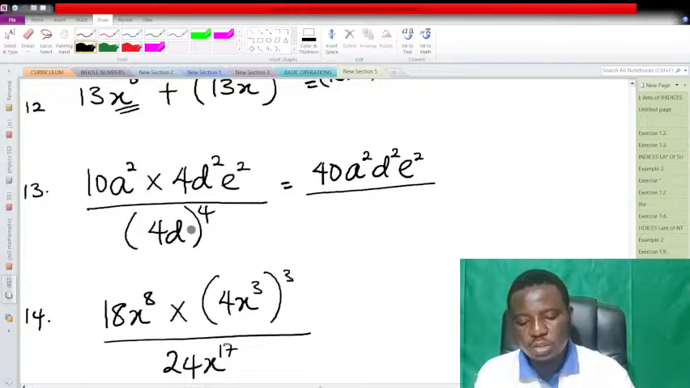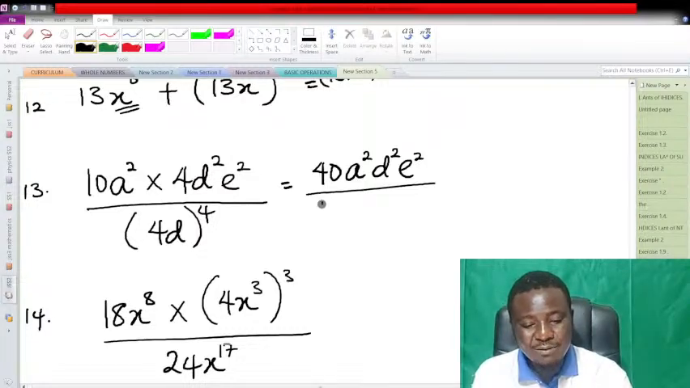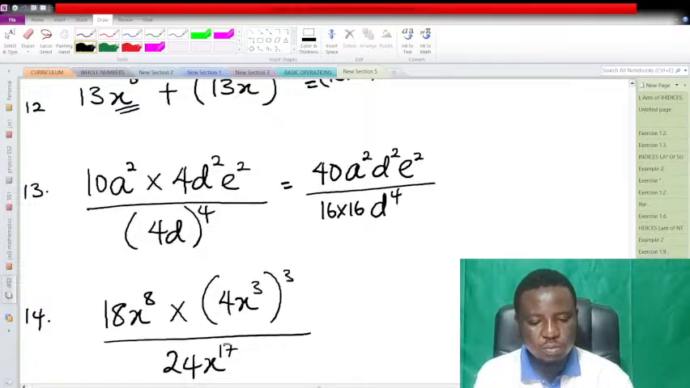This is 4d raised to power 4. Remember, we have to multiply every digit. That's 4 to power 4. And 4 to power 4 is what? That's 4 times 4 times 4 times 4. 4 times 4 is 16. So this can be said to be 16 times 16. So I will express this as 16 times 16 so that I can simplify it. Then d raised to power 4 as well.